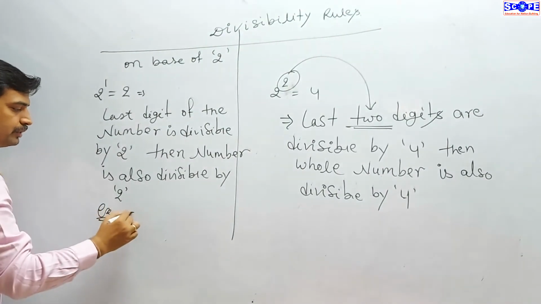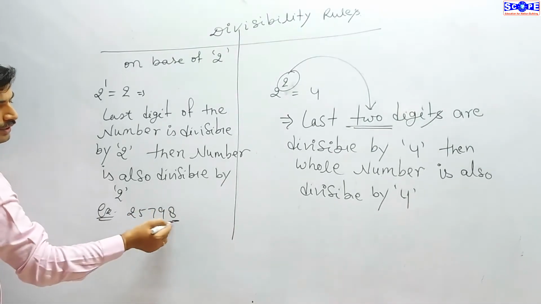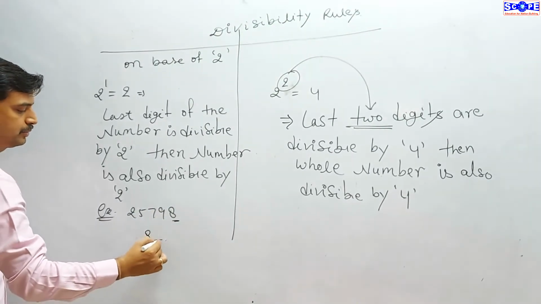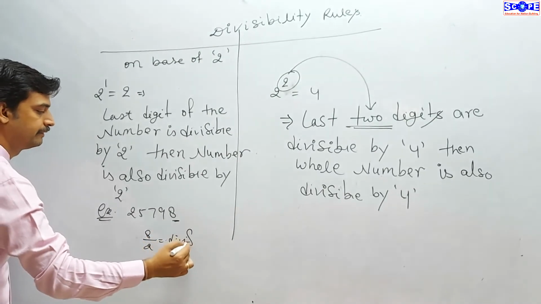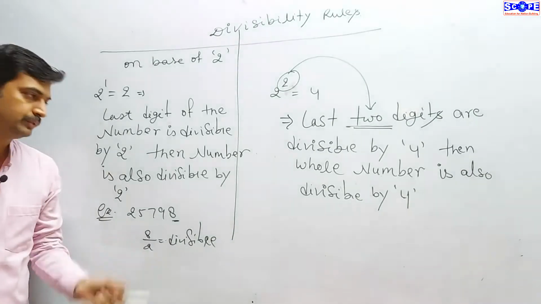Now, let me take an example. Example for this one is 25798. So the unit digit is 8. 8 is divisible by 2. Divisible. So the complete number is also divisible by 2.